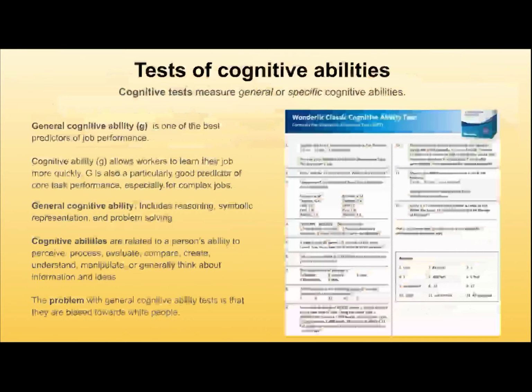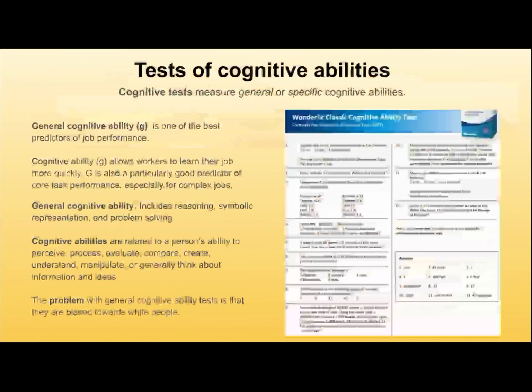General cognitive ability actually includes three different components: reasoning, symbolic representation, and problem solving. Those are all the components of general cognitive ability. Cognitive abilities have also been described as a person's ability to perceive, process, evaluate, compare, create, understand, manipulate, or generally think about information and ideas.